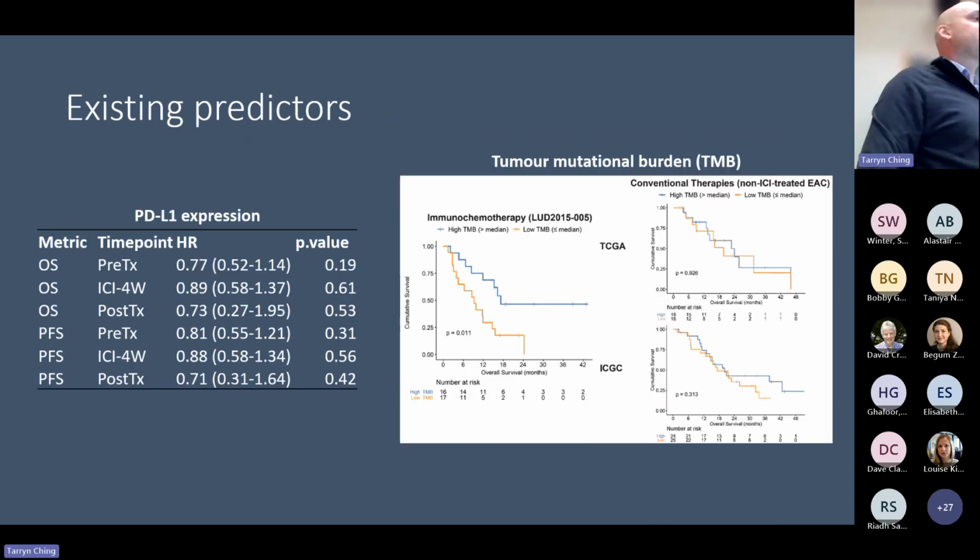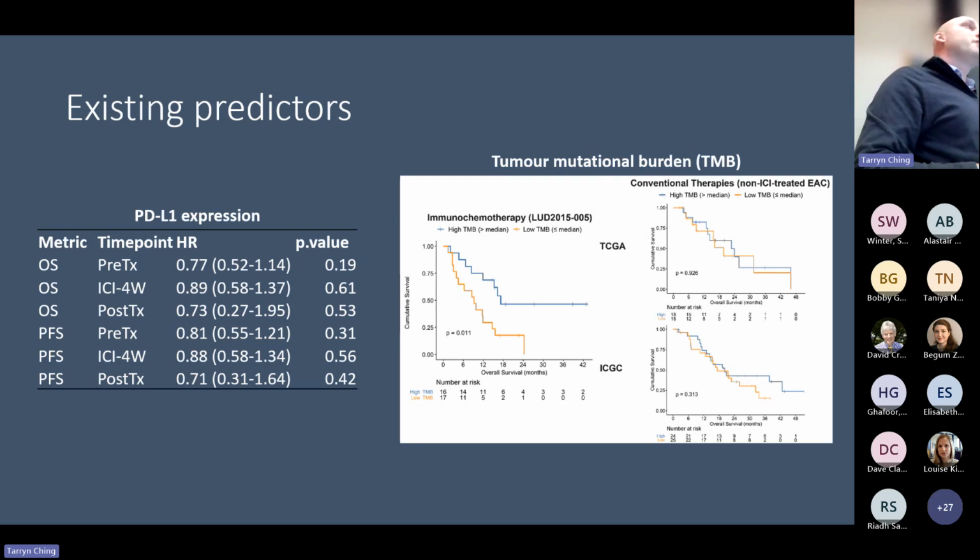In terms of applying the existing predictors that we know about, we looked at PD-L1 expression, which is one of the things currently used in clinical practice to assess immunotherapy, and didn't find any association with overall survival or progression-free survival. One of the more experimental things is looking at the total number of somatic mutations across your tumor, and that's called tumor mutational burden.